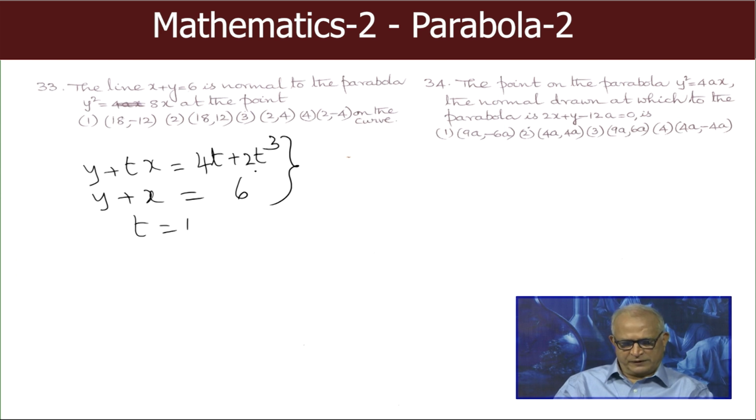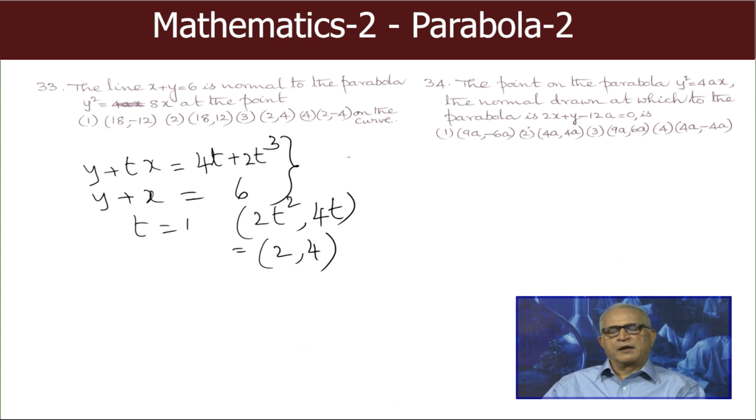So, what is the point for t equal to 1? It is at square, 2at, that is 2t square, 4t. So, when t equal to 1, what is this point? 2, 4. So, therefore, the point on the parabola at which the normal drawn to the parabola is same as the line x plus y equal to 6 is 2, 4.